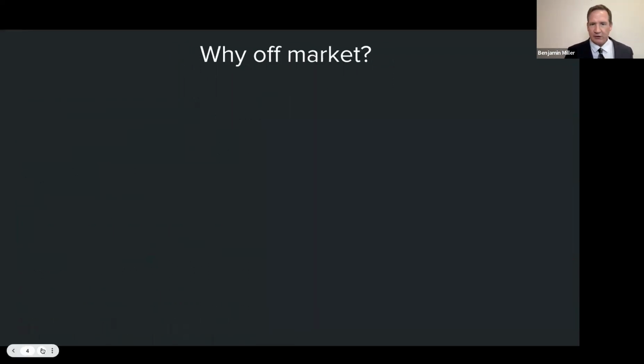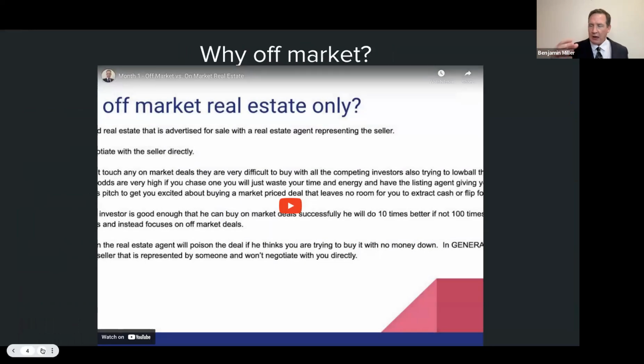So that's an important thing to understand. Now, I've got a video here where I'm going to talk about why off market. There's a big difference between off market and on market. On market means it's advertised publicly, where the entire world knows it's for sale.